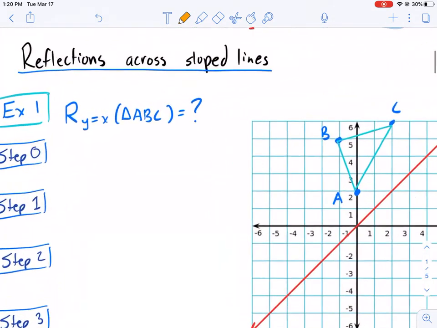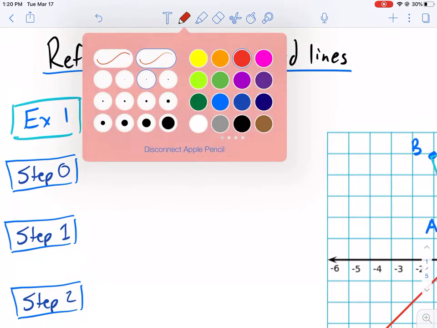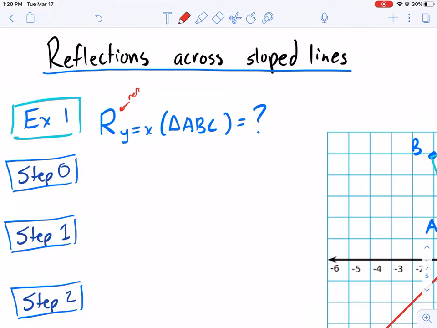So let's break down example 1. We're going to jump right into it with an example. So we have R, this means reflection. Then we have our line of reflection here. And then this is our pre-image.